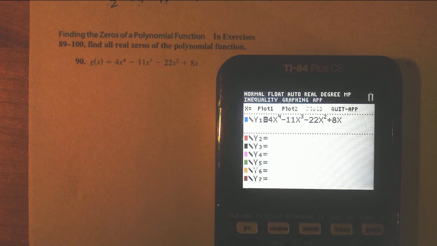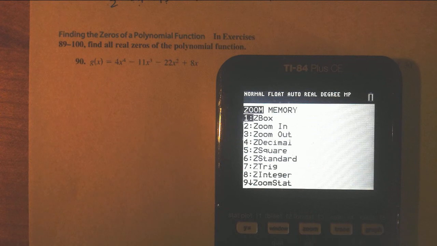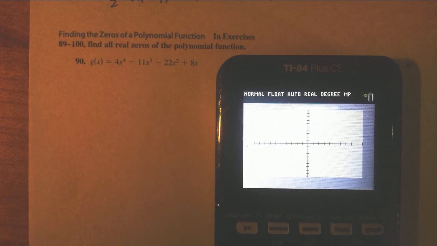Now, to find all the zeros, I do know that 0 is a 0. You might not see that right away, but if I put 0 in for x, since there's no constant term here, it's going to be a 0. But I'm going to go zoom standard here and hope it's going to give me some nice, easy to find zeros here.